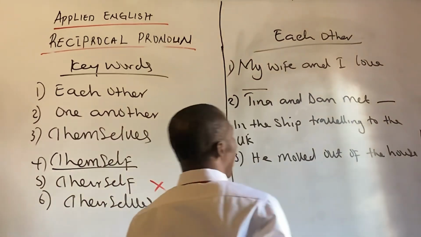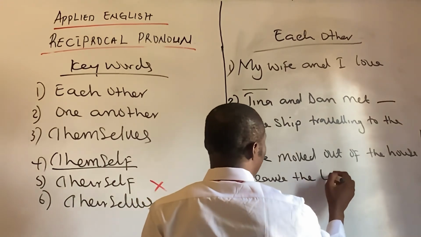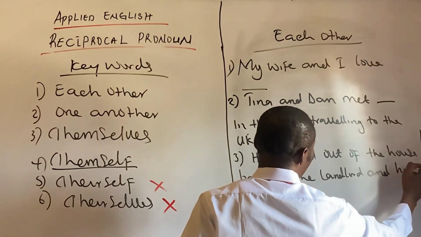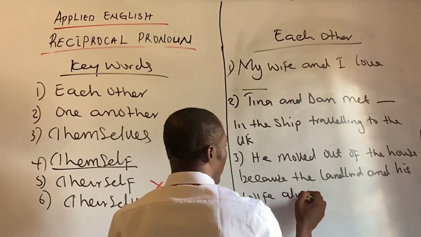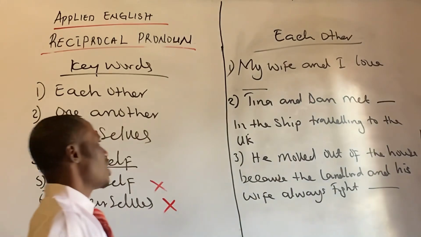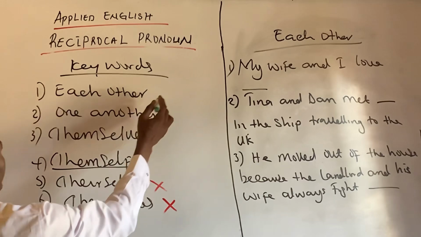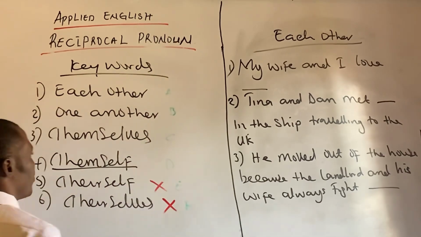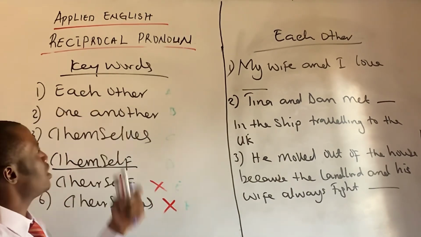He moved out of the house because the landlord and his wife always fight dash. Now, let's call these options A, B, C, D, E, and F. You have a question: my wife and I love, option A, each other.